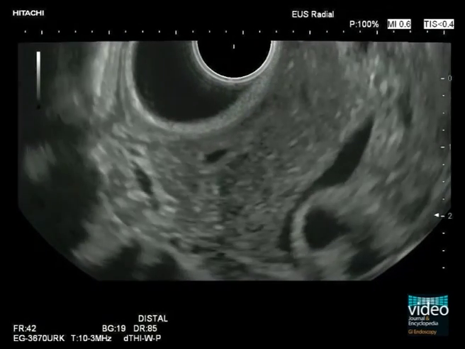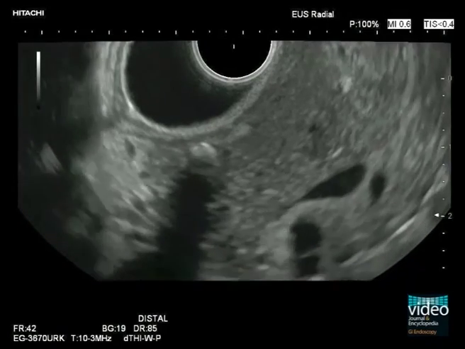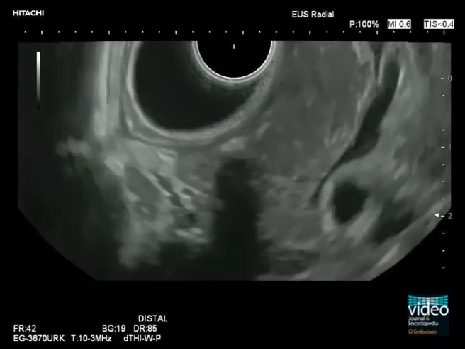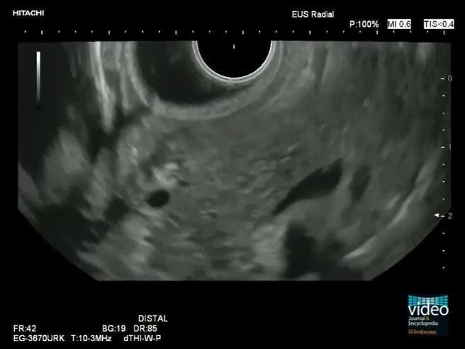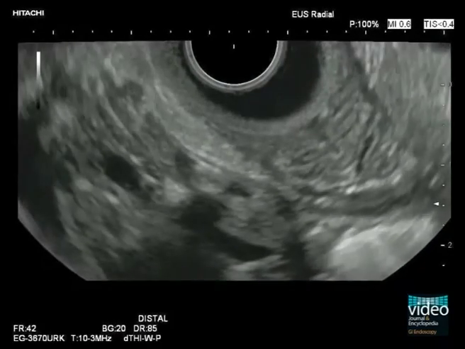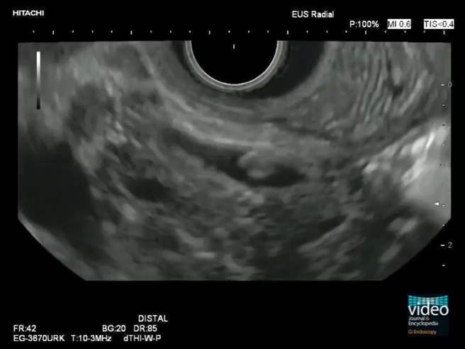Small stones may also be observed in non-dilated bile ducts. The hyperechoic reflex and the acoustic shadow are indicative of a biliary stone. In this case, the distal common bile duct stone is somewhat bigger. However, the stone has only a very weak shadow.